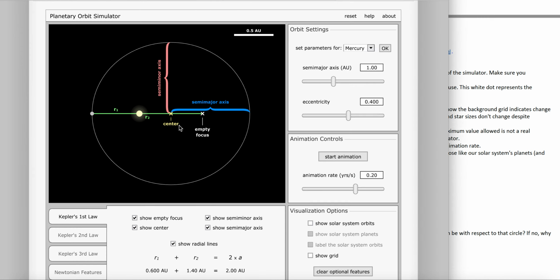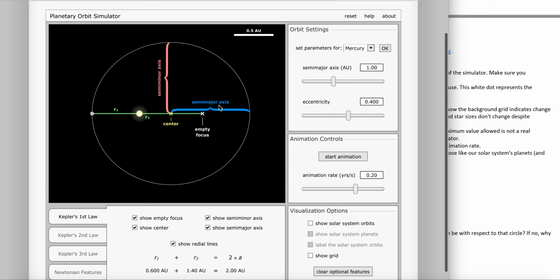Now we can see that ellipses have some defining characteristics. They have 2 foci. The body that's being orbited is always located at one of the 2 foci, and the other is always empty. They have a center, which is where the semi-minor axis and the semi-major axis meet. Why is it called semi? Well, if the major axis is all the way across, kind of like a diameter, then the same way that a radius is half a diameter, a semi-minor axis is half a minor axis, just like a semi-major axis is half a major axis.